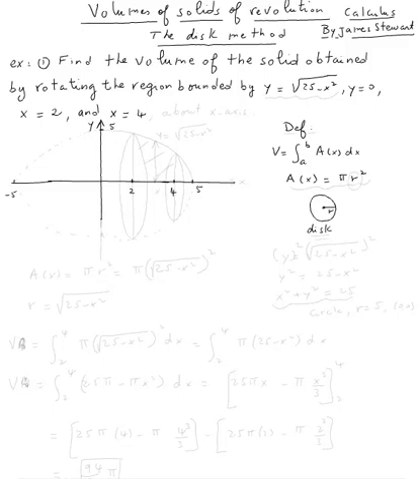The topic is volumes of solids of revolution, the disk method. So let's read the definition. First, the definition says if we have an area that's revolved about the x-axis, then the volume will be equal to the integral from a to b of A(x) dx, such that if we cut through an arbitrary x, we're going to get a disk, and the area of this disk, A(x), is equal to pi times the radius squared.